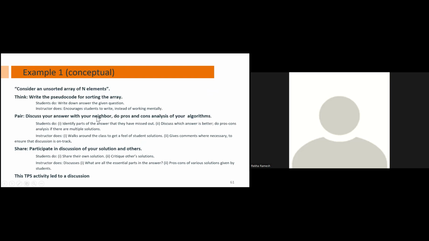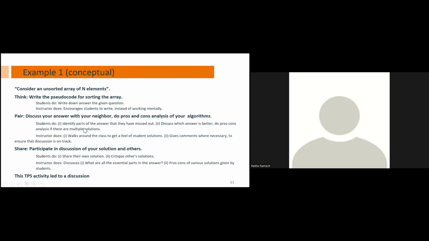Suppose this is one assessment activity that was taken by Professor Sridhar Iyer in a very large classroom of 250 students of a first year programming subject. It's the CS101 subject. In one lecture, he asked: write the pseudocode for sorting an array. The students write down the answer to the given question. What the instructor does is encourage the students to write instead of working mentally. In the pair phase: discuss your answer with your neighbor, do a pros and cons analysis of your algorithm.